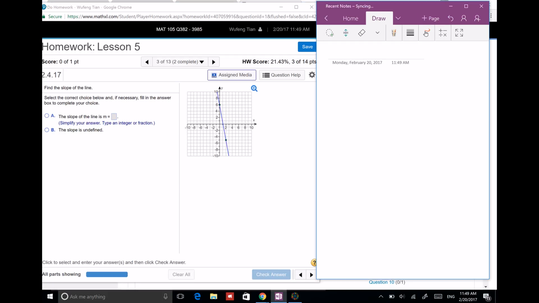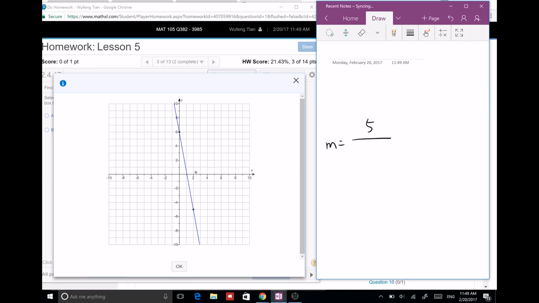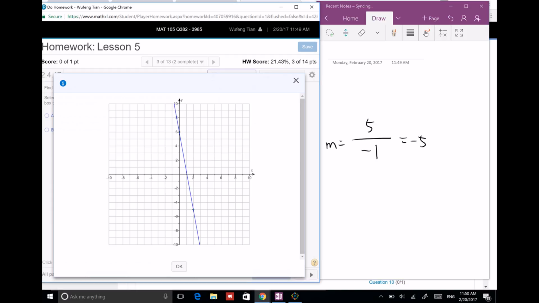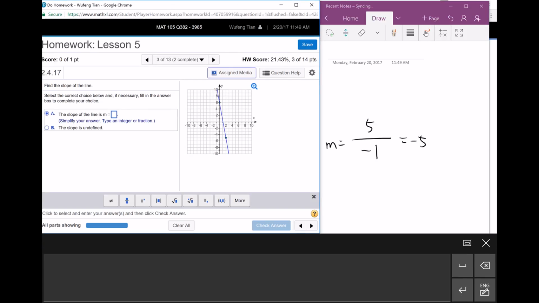Find the slope of the line. The slope of this one, you can use rise over run. So rise 1, 2, 3, 4, 5. So it's rise 5 over run negative 1 because it goes to the left. Okay, if it goes left, it's negative run, right? So the answer is negative 5.